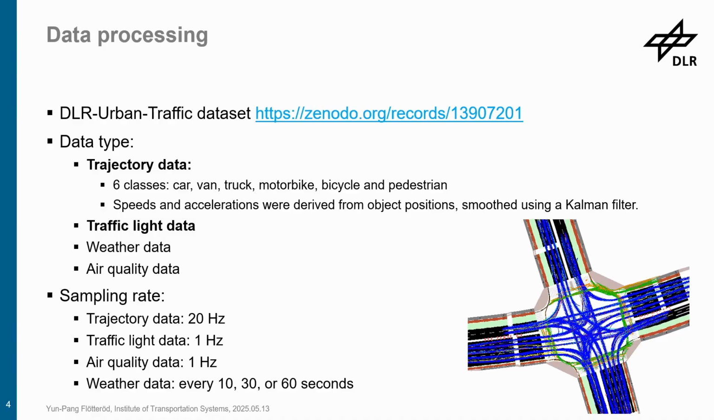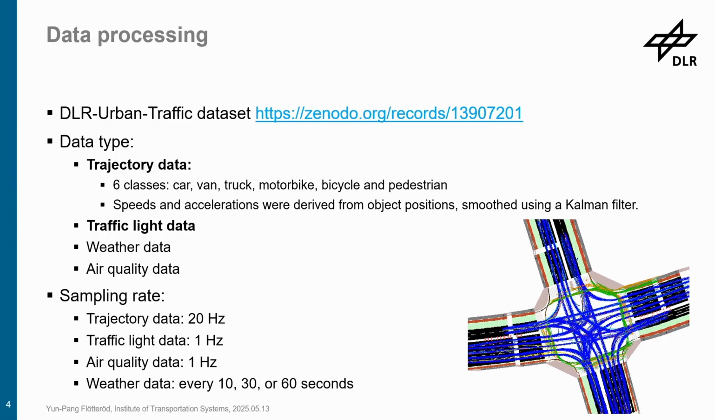Regarding the data processing, the data set we used is also available on Zenodo. So if you are interested, you can download this data set and try to use it with SUMO. Just like I said, the trajectory data were collected by video cameras, and the objects in the video were identified through an object recognition system. There are in total six different object classes: car, van, truck, motorbike, bicycle, and pedestrian.